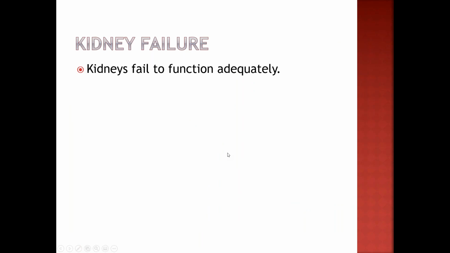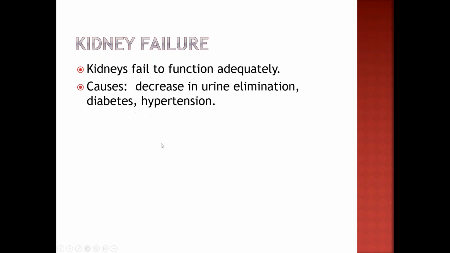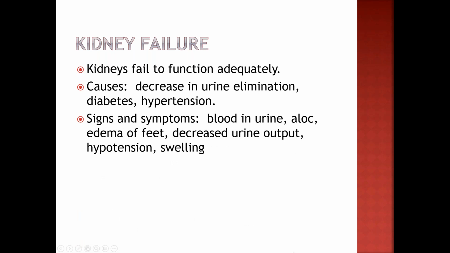Kidney failure. So kidneys fail to function adequately at this point. Remember, we do have two kidneys. Some individuals are only born with one. Causes could be a decrease in urine elimination, diabetes, and hypertension. Our signs and symptoms that we're going to see: blood in the urine, altered level of consciousness. We could also see a heavy amount of pedal edema, so fluid buildup around the ankles and the feet. This is from that fluid shift not being adequately passed through the system.